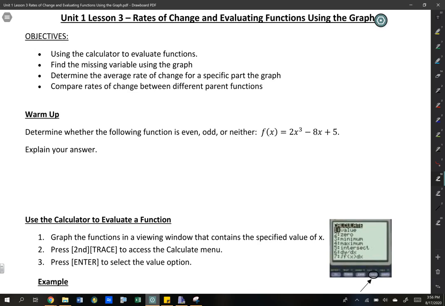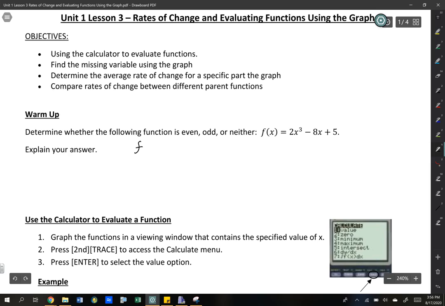Hi everyone, this is lesson 3 and we're going to be looking at rates of change and evaluating functions using a graph. So just to warm us up a little, practice on determining whether a function is even, odd, or neither. You could put this into your calculator and look at the graph, or you could do it algebraically. That's how I'm going to do it.